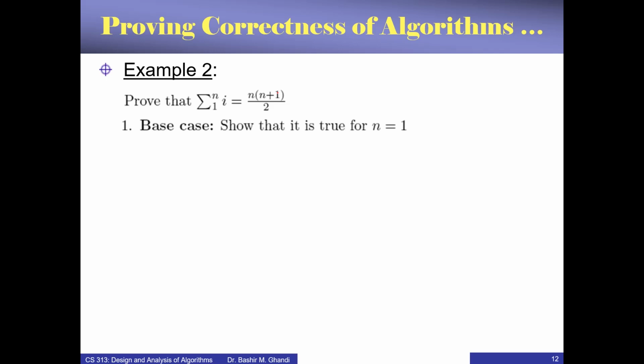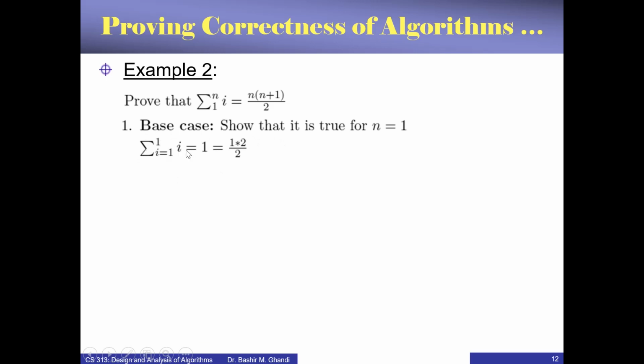So first, assume the starting point. Show that the starting point is true. Well, the starting point is if n is 1. So we are taking the sum from 1 to 1. Well, from 1 to 1, there's only one number, which is 1 itself. So the left side is going to be 1.